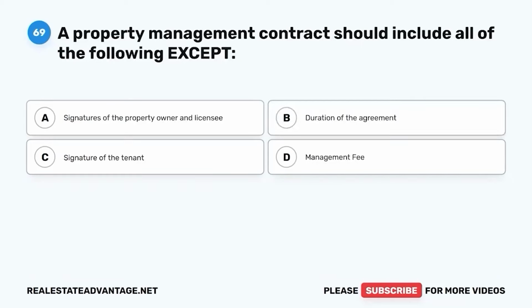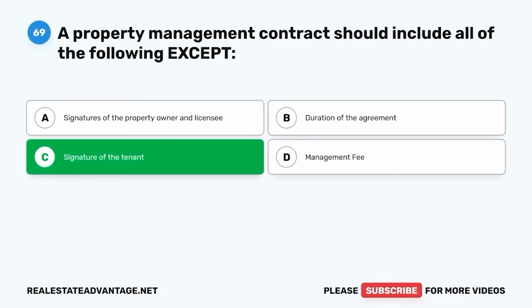Question 69. A property management contract should include all of the following, except: A. Signatures of the property owner and licensee. B. Duration of the agreement. C. Signature of the tenant. D. Management fee. The correct answer is C.